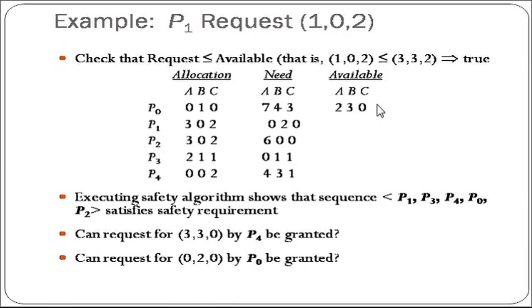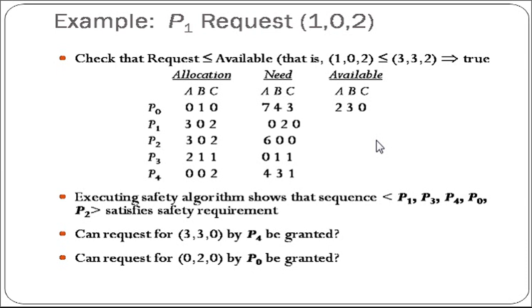Now how to update the available? As P1 is executed before starting with our whole process, then we will subtract this requirement from the available. Now what will be the new available? New available will be 230. Now at this stage, by considering the new available set, that is 230, you try to solve the same example instead of 332. Now in our new example, it will be 230. Try to solve this example and find out the safe sequence. Now pause this video and try to solve this example.